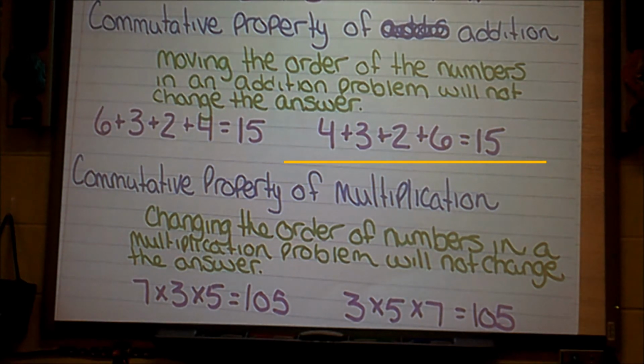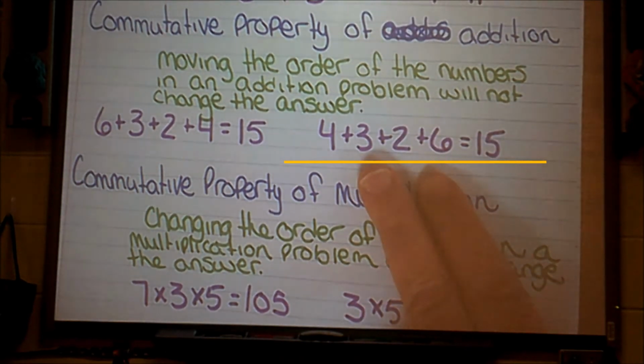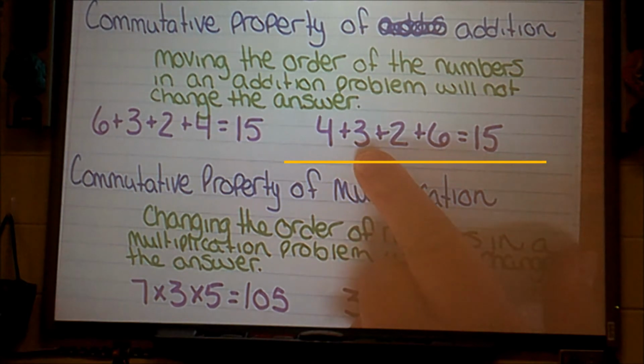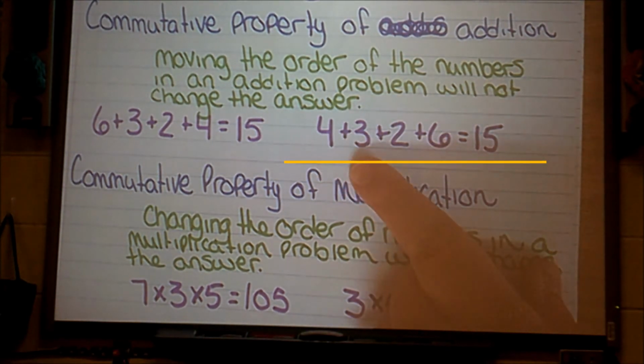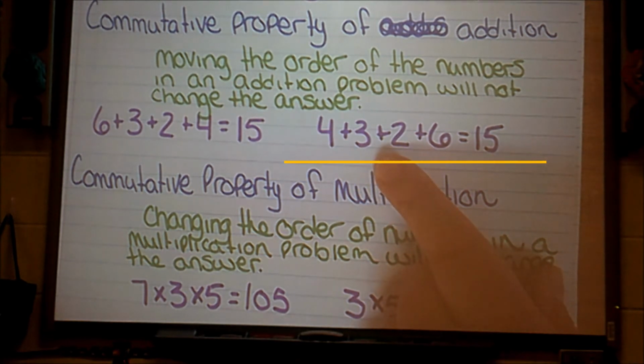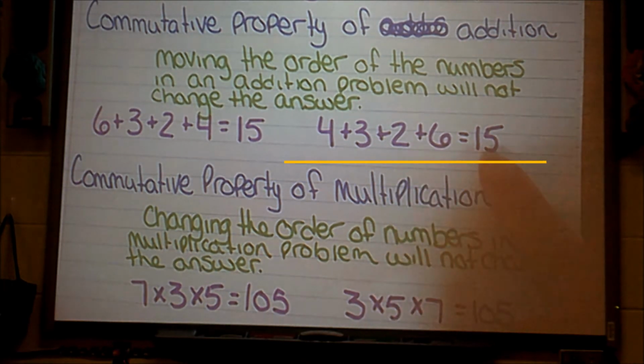So on the next one I have the same numbers, but they're mixed up. It's like I put them in a bag and just mix them all up. So here I have 4 plus 3 plus 2 plus 6. So let's see what we get. 4 plus 3 is 7, plus 2 is 9, plus 6 is 15.